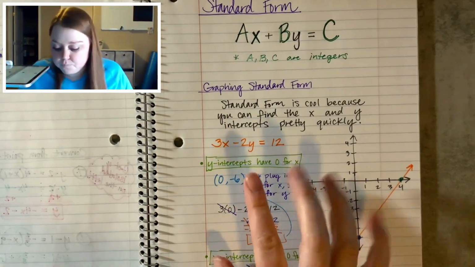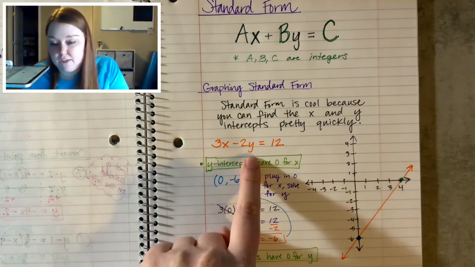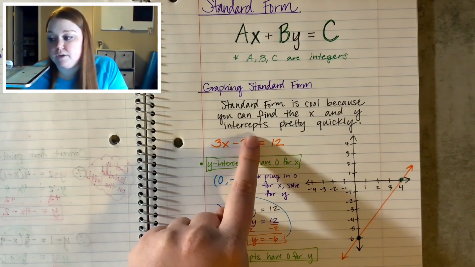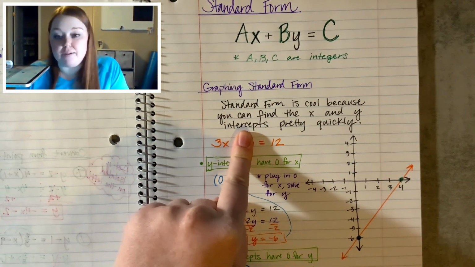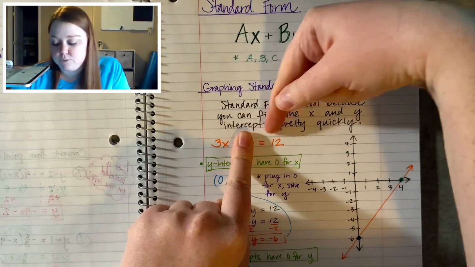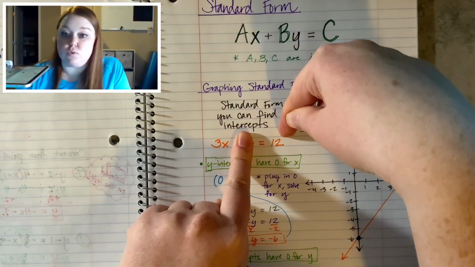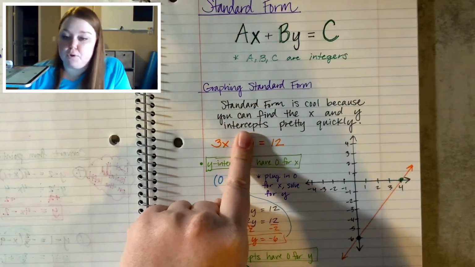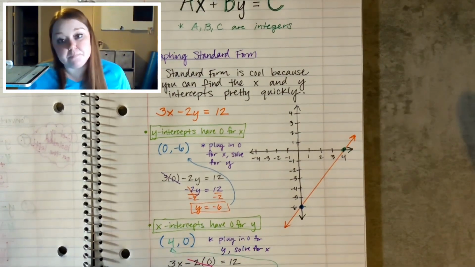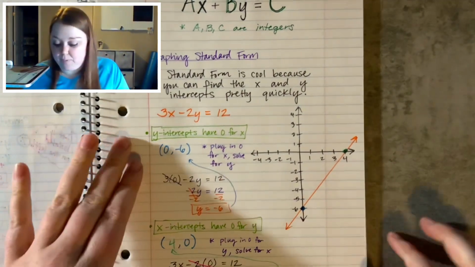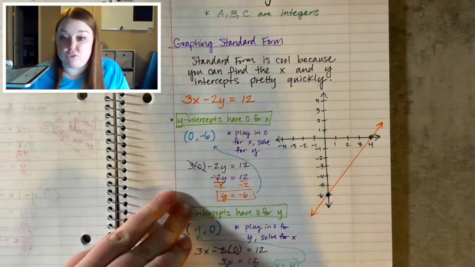All right, so for x-intercept, the y value is 0. Well, when I plug in a 0 there, -2 times 0 is nothing. So basically that just gets covered up. And I'm left with 3x equals 12. Divide by 3, x equals 4. So I'd go to 4 on the x-axis and I'd plot a point. Connect them. Okay?